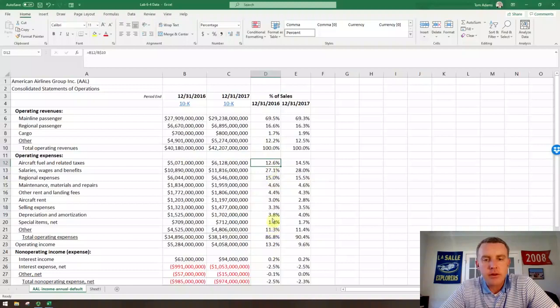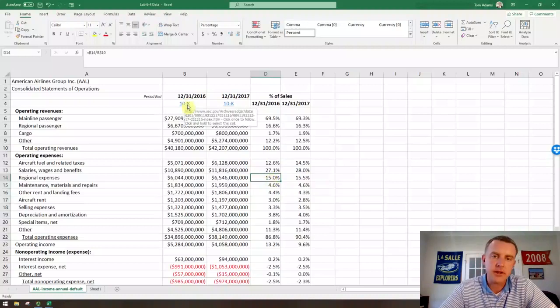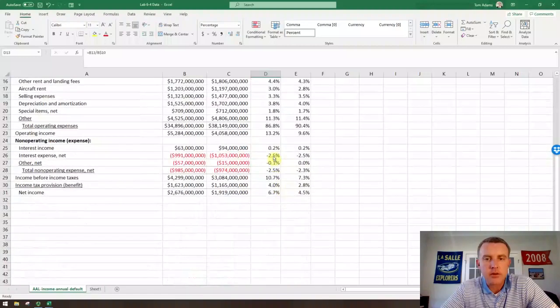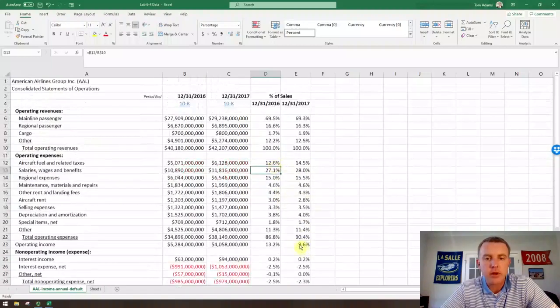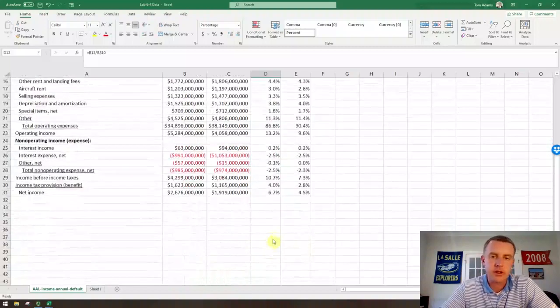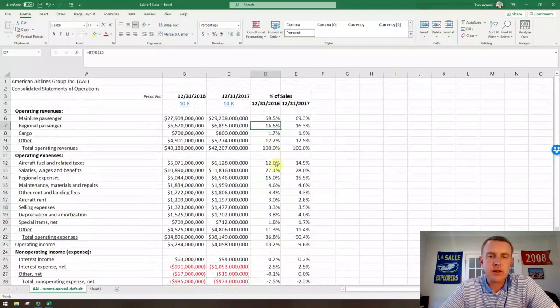If we look at some of these other expenses, what else stands out? Everything else, this looks like regional expenses, whatever that is. If we went to the 10K here, there's a link. We can follow the link to the 10K. We might see some discussion about why regional expenses are down. Salaries and wages are down almost a full percent. And overall, our operating income has gone up from about 9.6% to 13.2%. Okay, so that's the idea here.